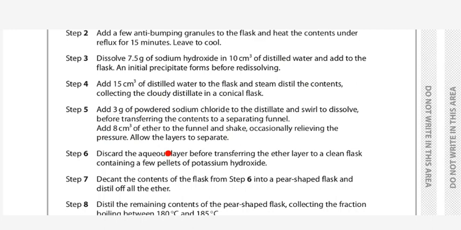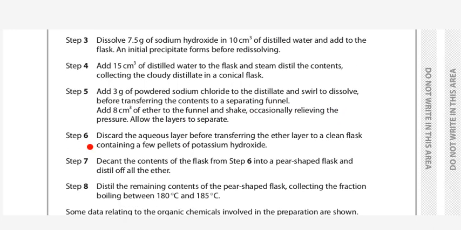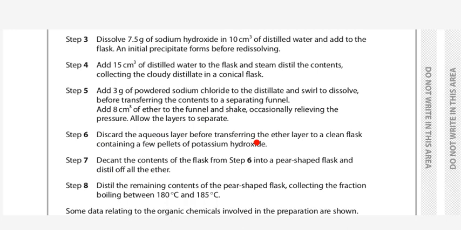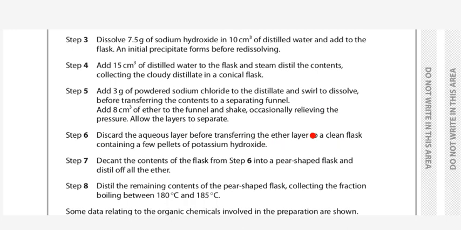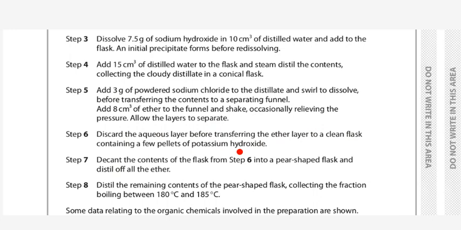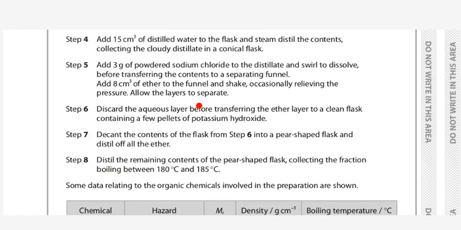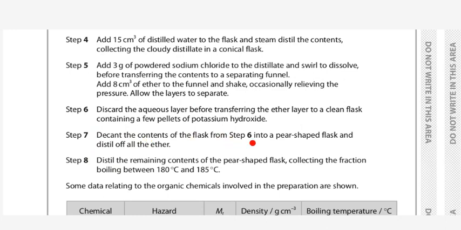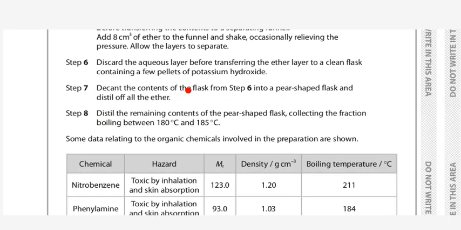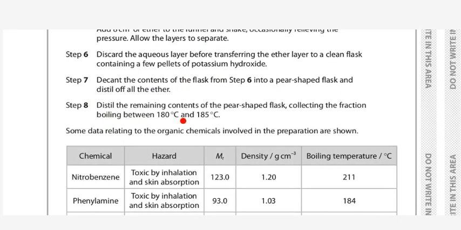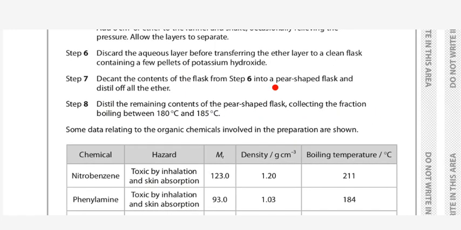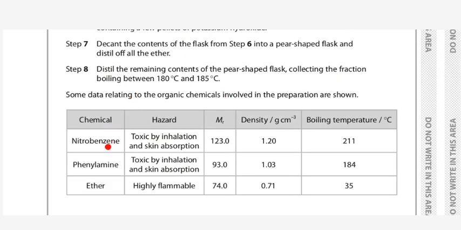Add 8 cm cube of ether to the funnel and shake occasionally, releasing the pressure. Allow the layers to separate and discard the aqueous layer before transferring the ether layer to a clean flask containing a few pellets of potassium hydroxide. Again, this is to remove the water. Decant the contents of the flask into a pear-shaped flask and distill the remaining contents of the pear-shaped flask, collecting the fraction between this range.